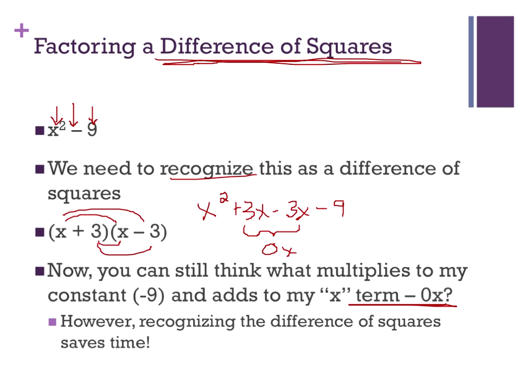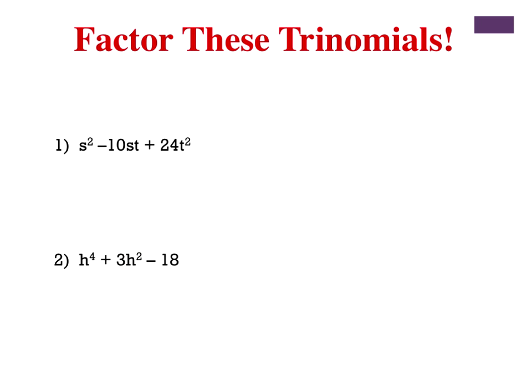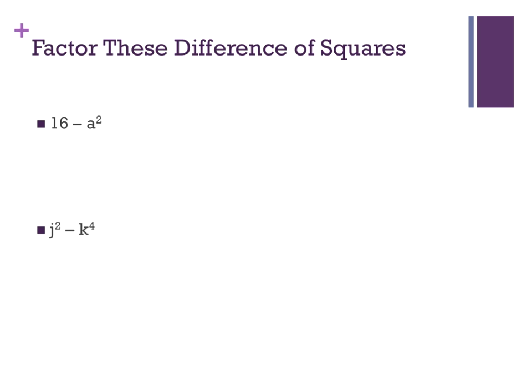So if you want to think of it, you can go back to how we worked with trinomials and say, okay, it multiplies to my last term, my constant of negative 9, and adds up to my x term, my middle term, but the middle term here is 0x. So you can either just use the recognition idea, or you can still think of it as factoring a trinomial where your middle term is 0x.